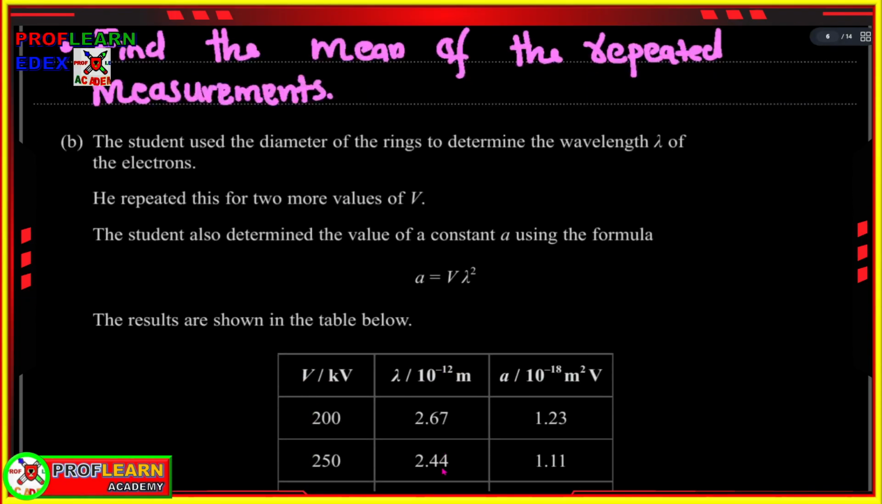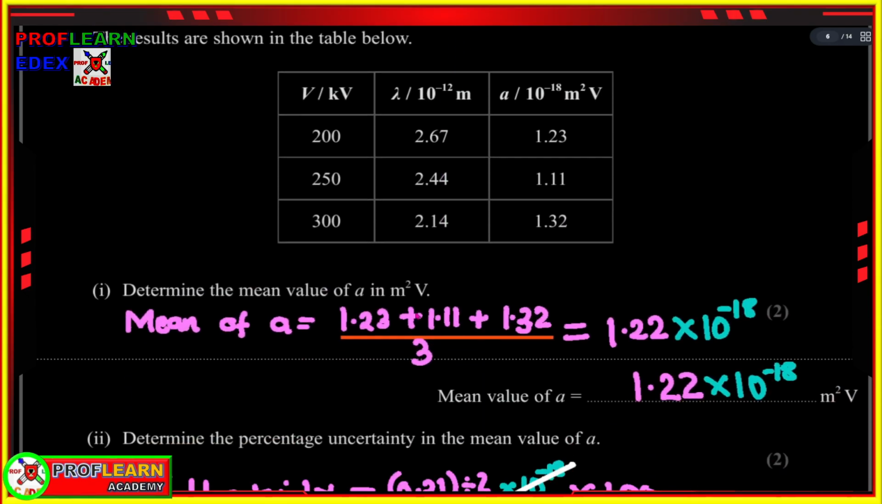So we need to move to part B. We are told the student used the diameter of the ring to determine the wavelength lambda of the electrons. He repeated this for two more values of V, and the student also determined the value of a constant using the formula A equals V, in kilovolts, lambda squared. We are supposed to determine the mean value of A, and basically this is the particular question I was really talking about.